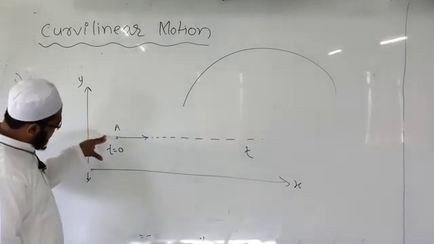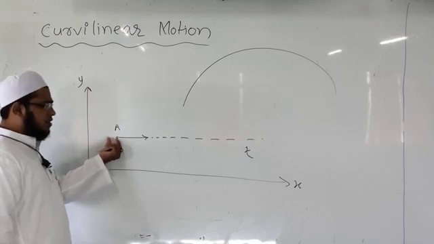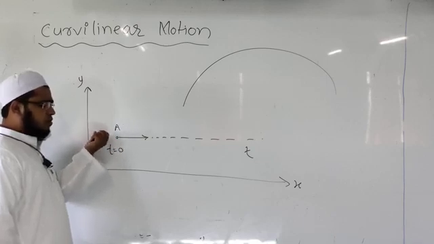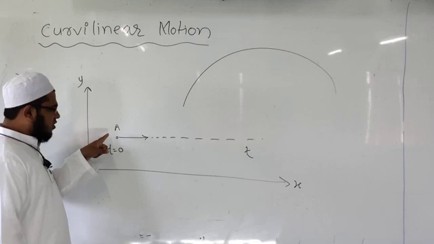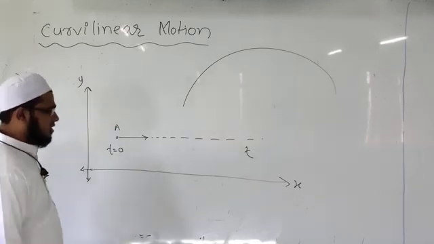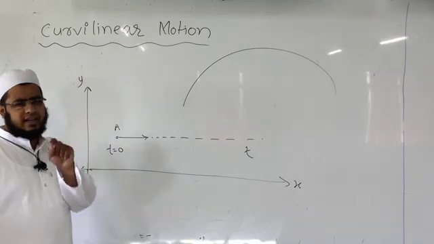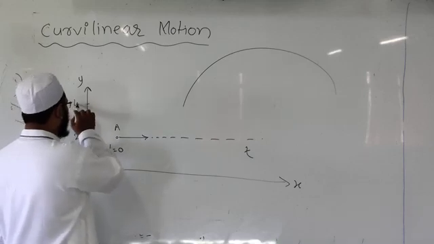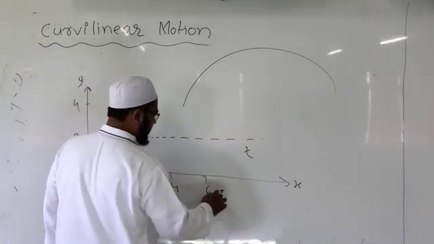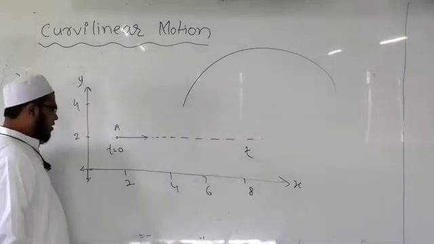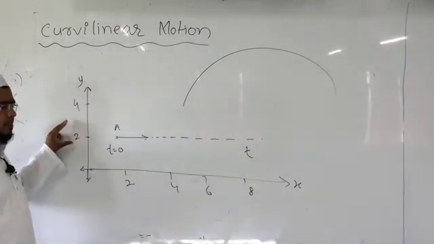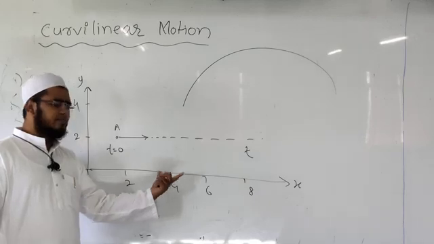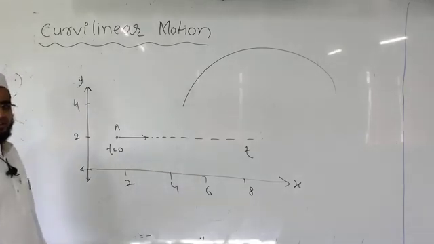So we can see that the particle moving along its line, moving rightward, the coordinates at all the points change only for x. If here the value of the coordinate is 2, here 4, then 6, 8, then at each point the y coordinate of the particle, the position, is constant, and there is change only in the x coordinate.